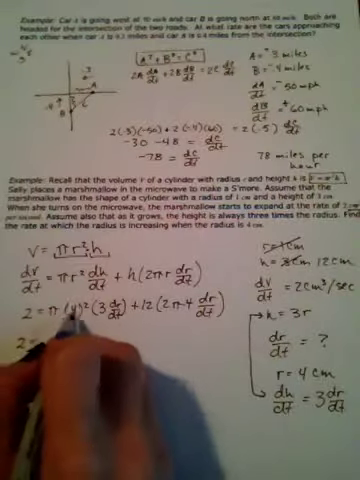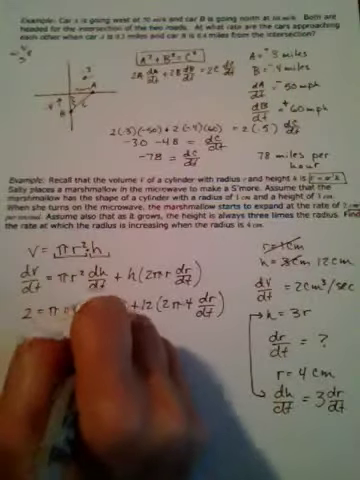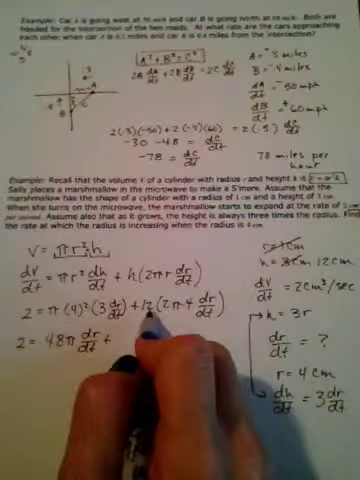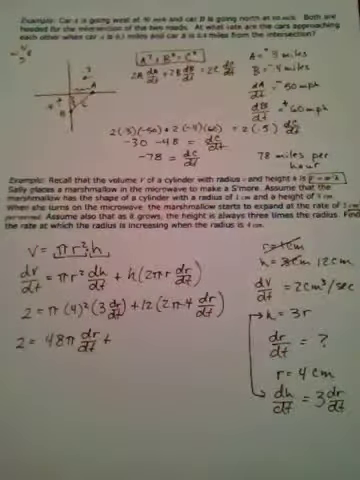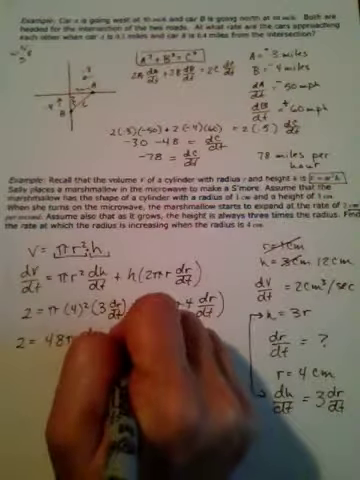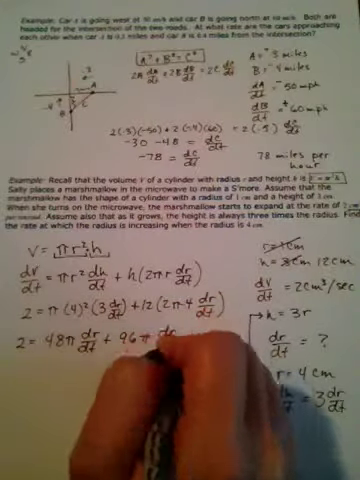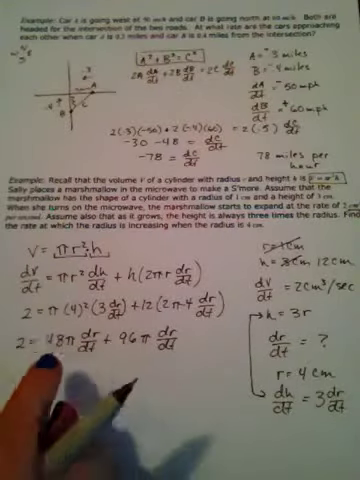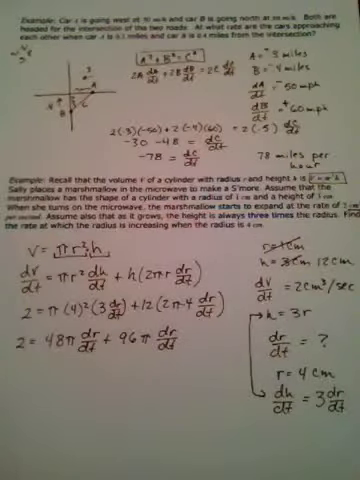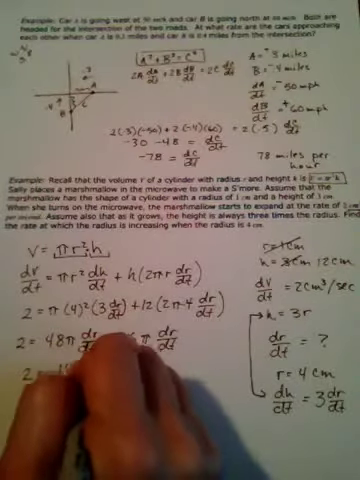So 2 equals, this is 16 times 3 is 48, so I have 48 pi dr dt plus I have 12 times 2 times 4 is 96 pi dr dt. And you can think of it as factoring out a dr dt, or these are like terms, so I can do 48 plus 96, and I know that I have 2 equals 144 pi dr dt.